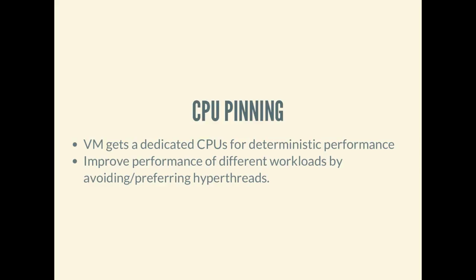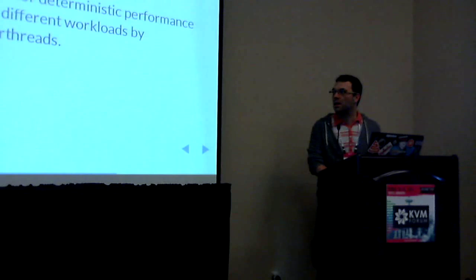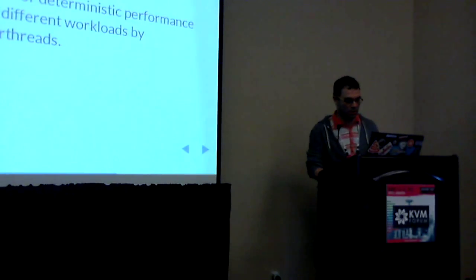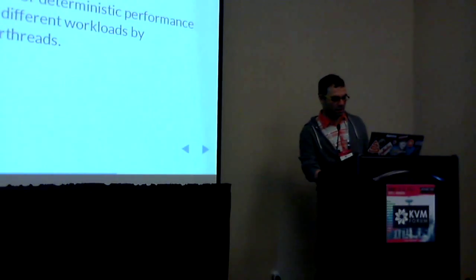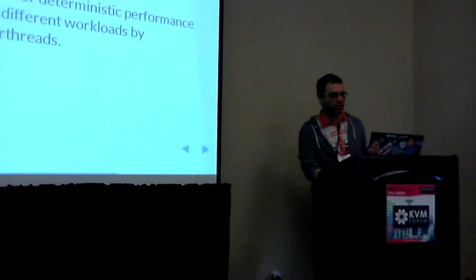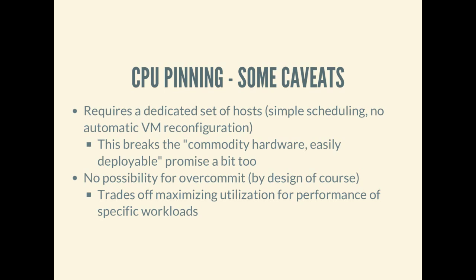I'm going to continue about CPU pinning, which is the next set of features that we added, and this is similar to huge pages. This is when we want the vCPU to have its own dedicated CPU that nothing else will run on. This can increase the performance, and this also opens up the question of how do we treat hyperthreads? So I'll mention something about that as well.